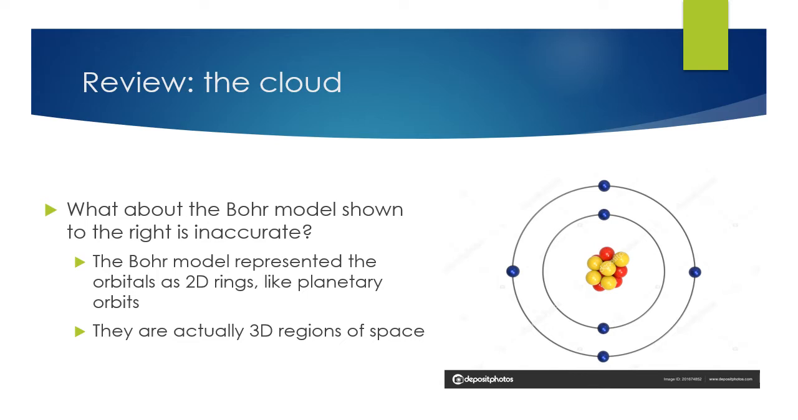The Bohr model shown here is wrong because it is 2D in nature and represents the orbitals as 2D rings, kind of like planetary orbits are. However, this is not what orbitals actually are like. They are actually three-dimensional regions of space.